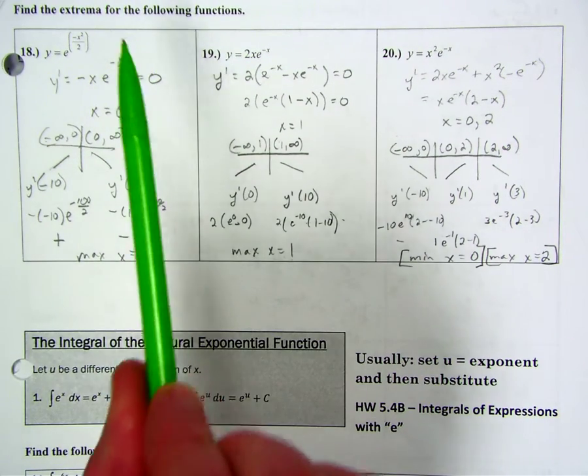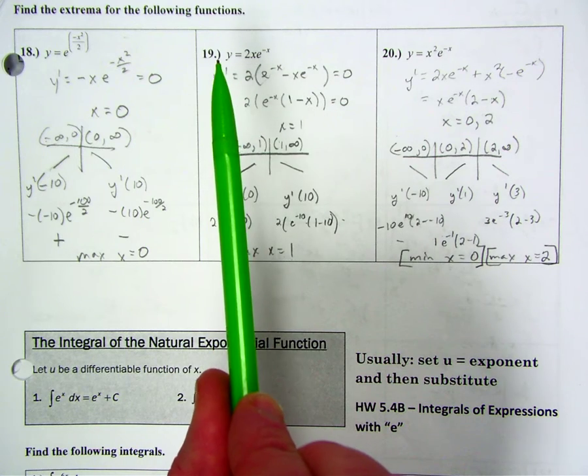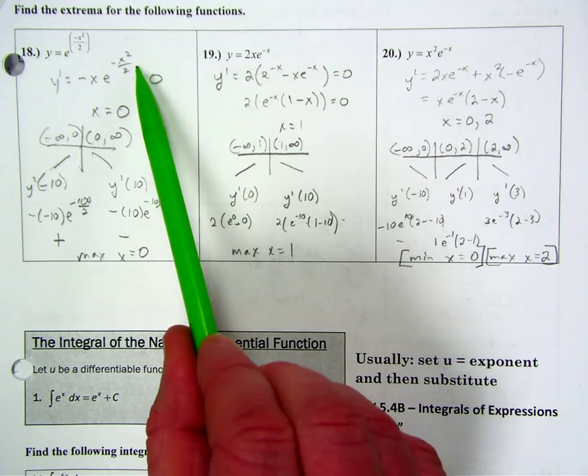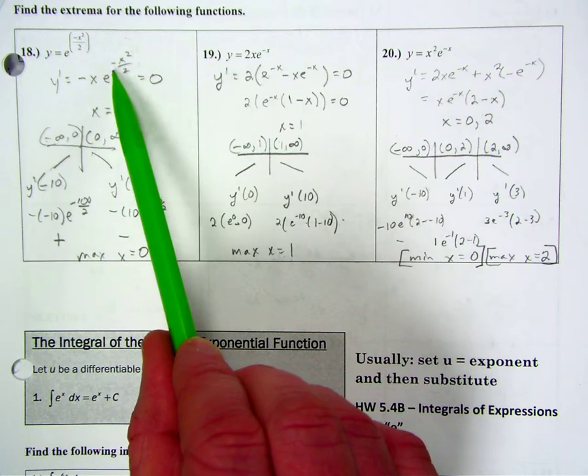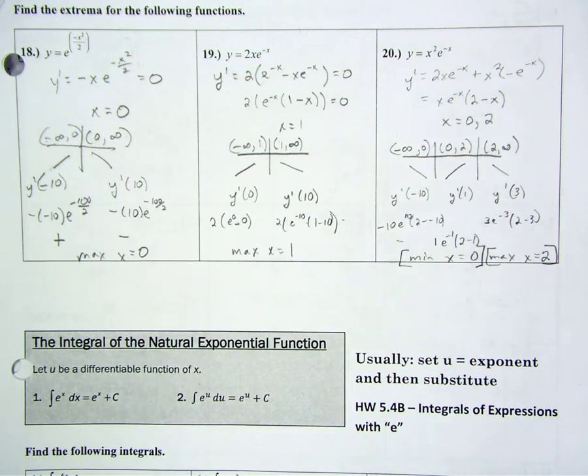So process of extrema: find the derivative, set it equal to 0. You can never get a power here that's going to make an exponential function 0. You can't raise an exponent to a number that gives you 0. You can make it close to 0, but it's never going to get to 0.